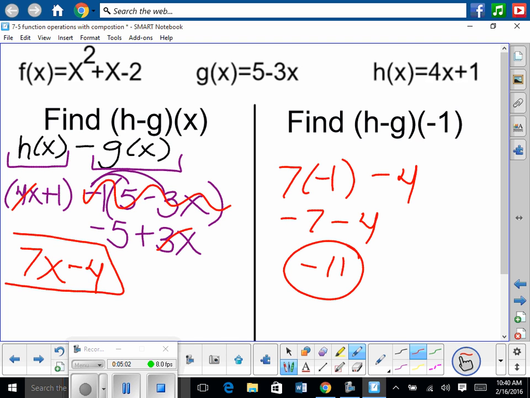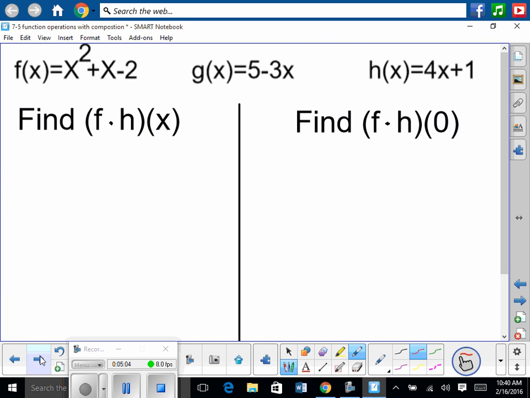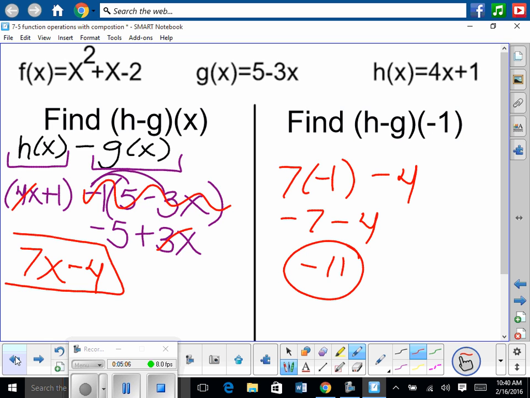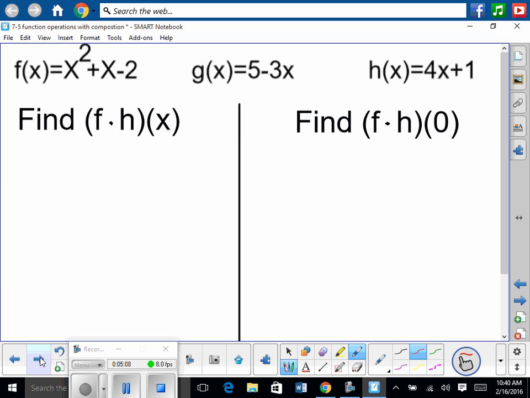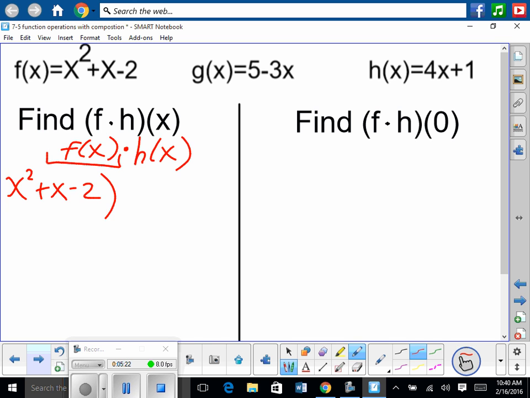Last two examples, and I'll let you work. You guys, I really do expect you to not get subtraction wrong today. Okay? All right. f times h of x. So we know this simply means f of x times h of x. f of x is x squared plus x minus 2. With multiplication, we always use parentheses. Times h of x, which is 4x plus 1.